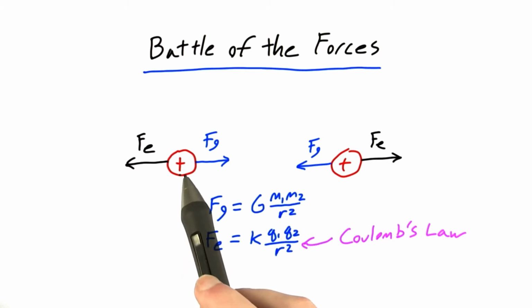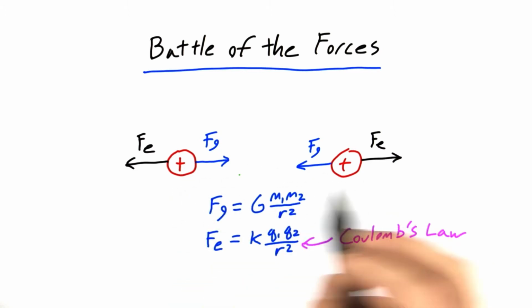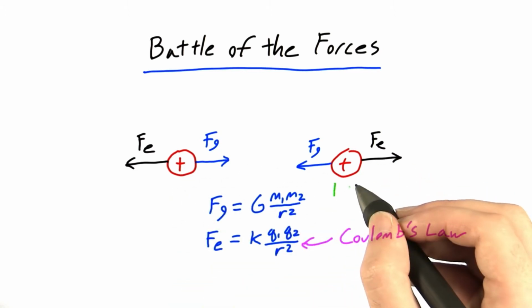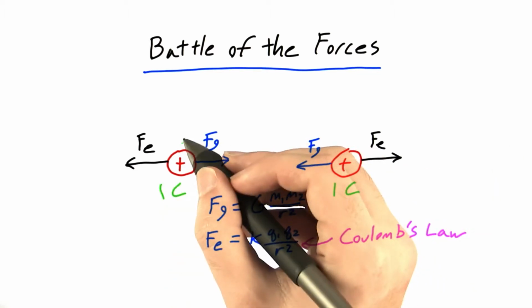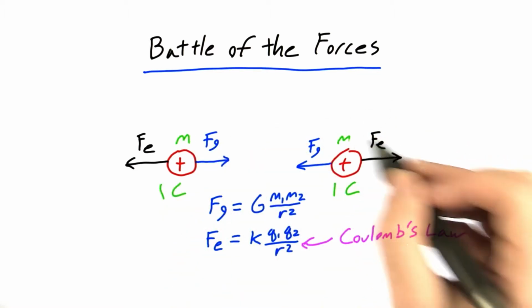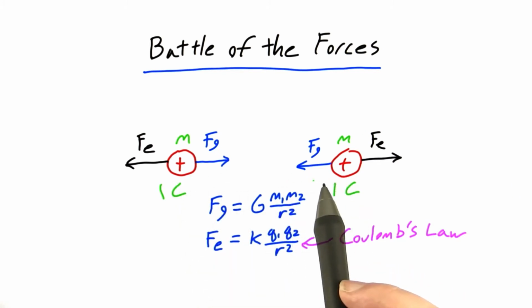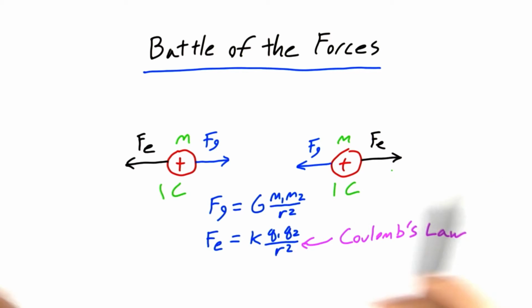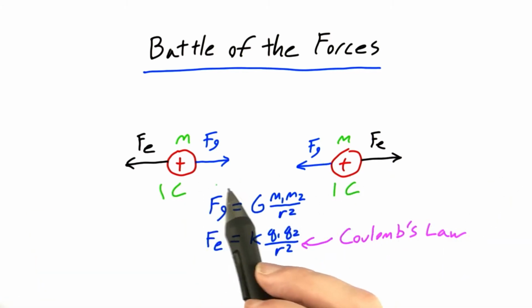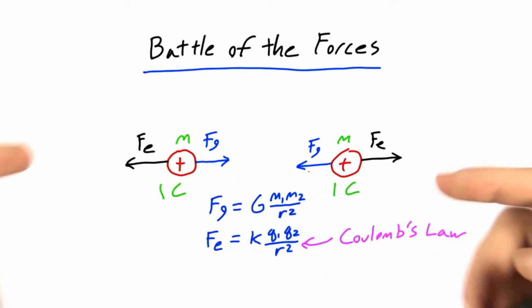So let's imagine that we have two positively charged particles here, and each one of these charges has a positive charge of 1 Coulomb. Let's also assume that their masses are the same value. So we know from this unit that because both of these particles have positive charges, the electric force will push them apart from each other. But because both of these particles have non-zero mass, gravity will try and pull them back together.